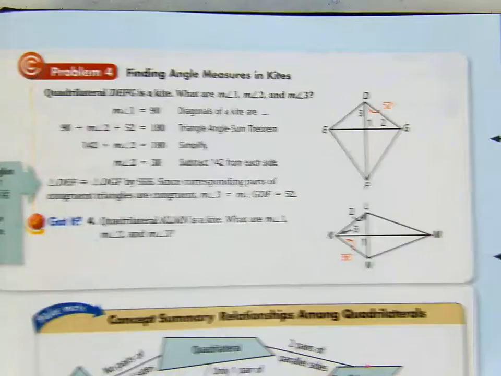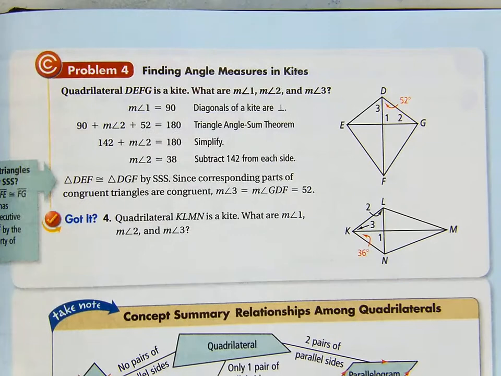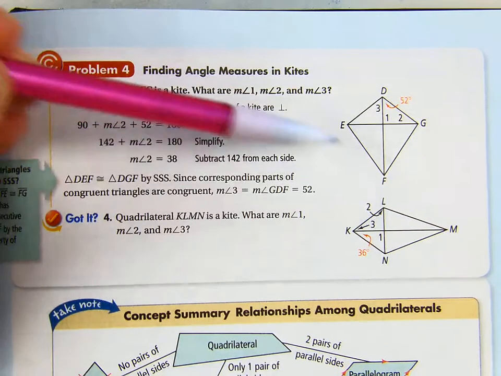Let's look at some other examples. Let me show you again the examples and talk about the similarities, because there's a lot of problems just like this. They'll have a kite. This is a kite. They ask you to measure the angles. Automatically, we know angle 1 is 90 because the diagonals are perpendicular.